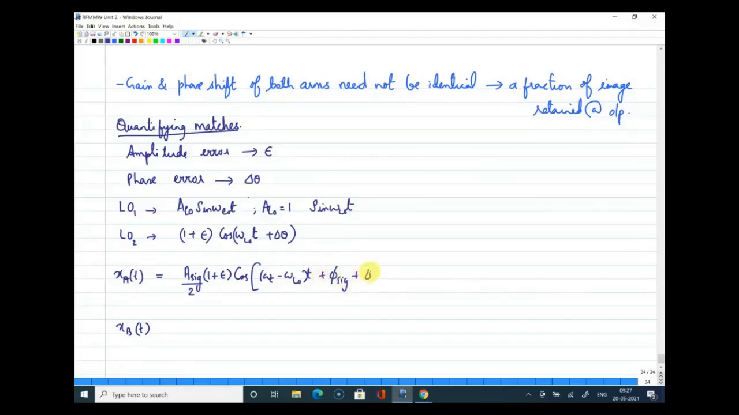plus the phase error that was added before, plus the small phase mismatch will also come here, plus similarly A im by 2, 1 plus epsilon into cos of omega im minus omega lo into t plus phi im plus delta theta. All right, so this is your xa of t.